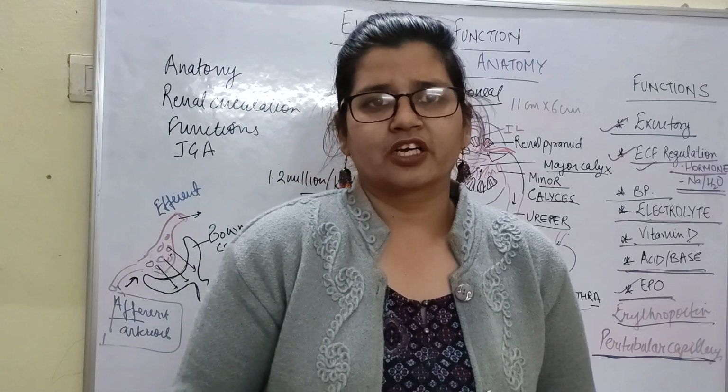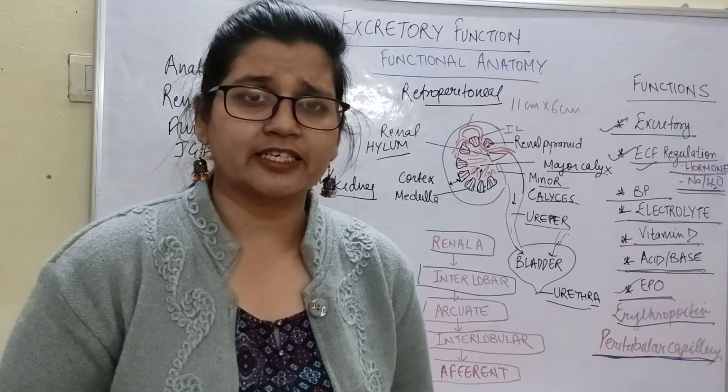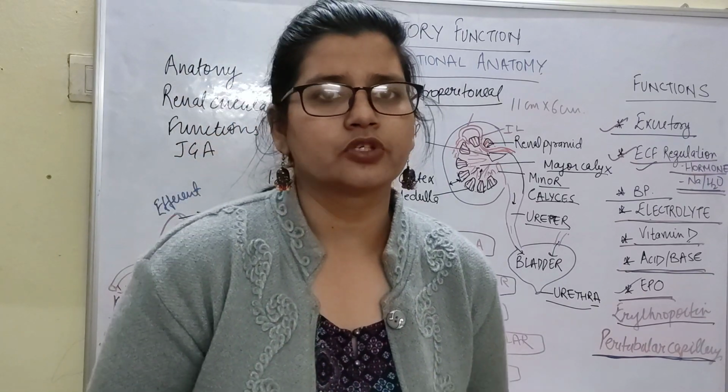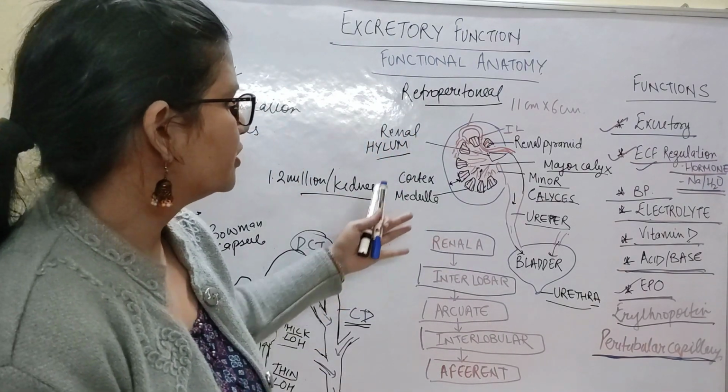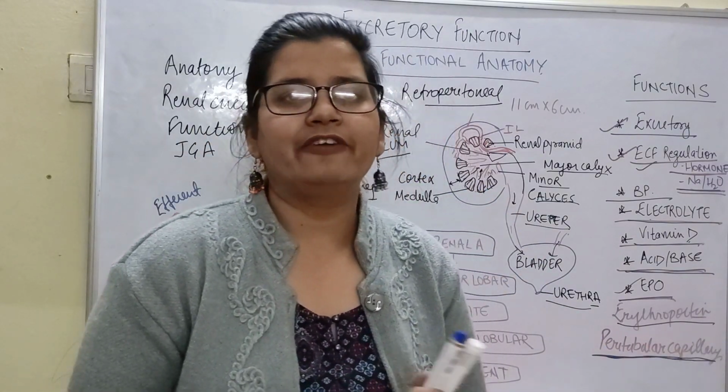Now, today we'll be talking about the functional anatomy of the excretory system. We'll start the excretory system today and we'll talk about the anatomy of the excretory system, the anatomy of the nephron, the renal circulation and the function of the kidney.